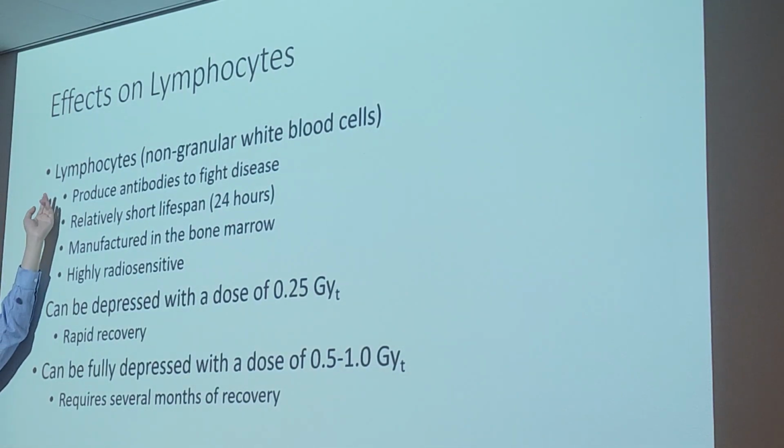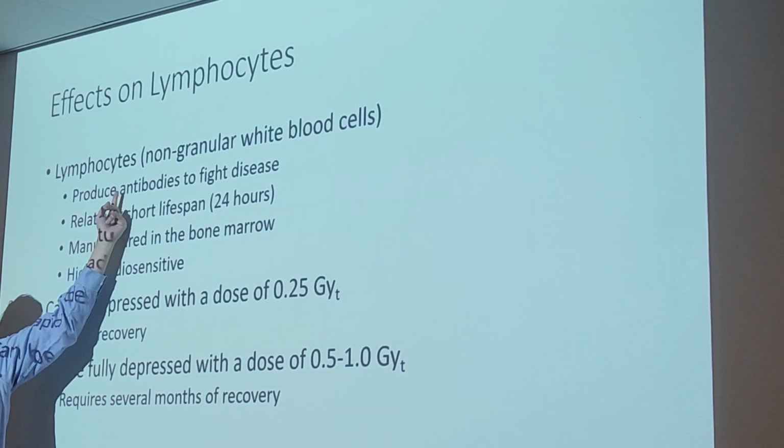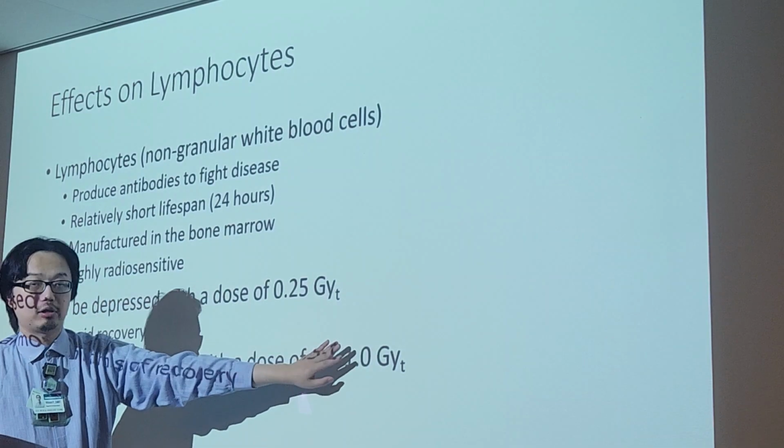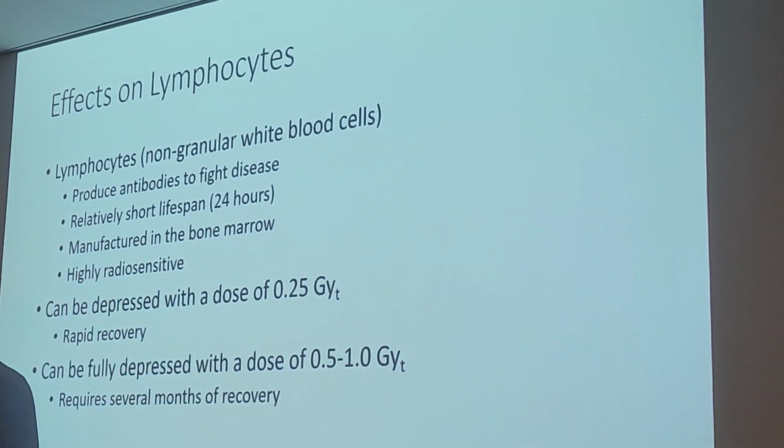So, white blood cells are important, right? Because they produce antibodies, which are proteins that help fight disease. Short lifespan, so they constantly need to be replenished. If we have radiation, we will see a drop in our lymphocytes. As long as the dose is low, we'll recover them relatively fast. But if you have a really high dose, we said earlier that after a dose of 1 gray, it can take weeks to rebuild our blood cell factories, to rebuild those stem cells.